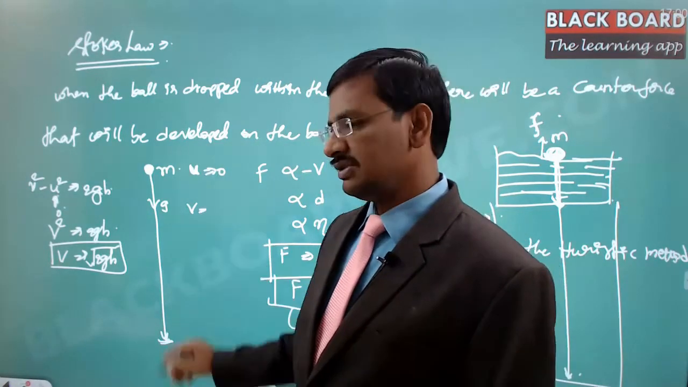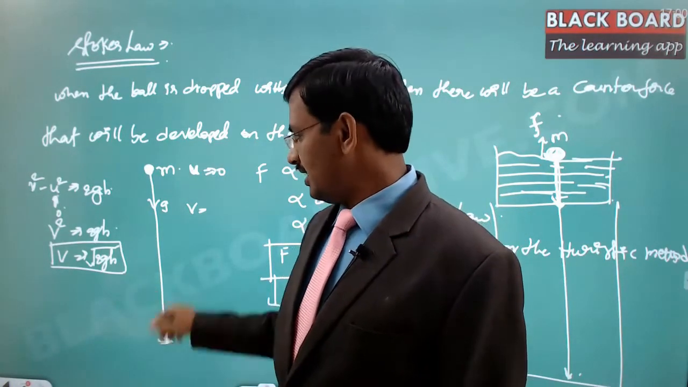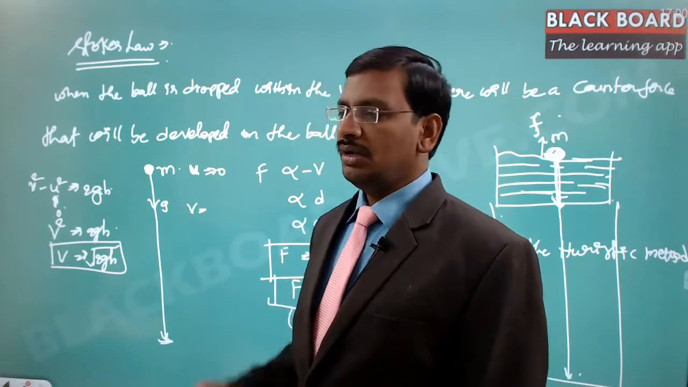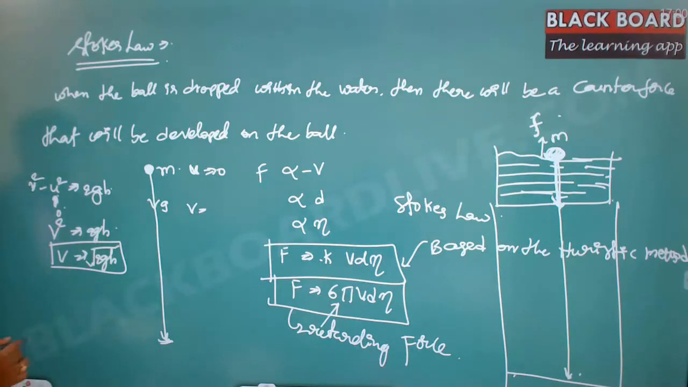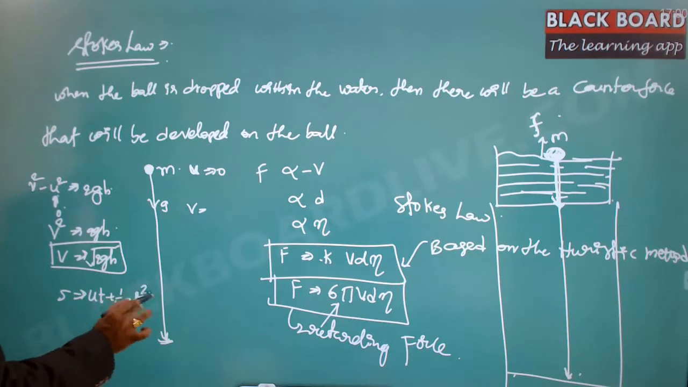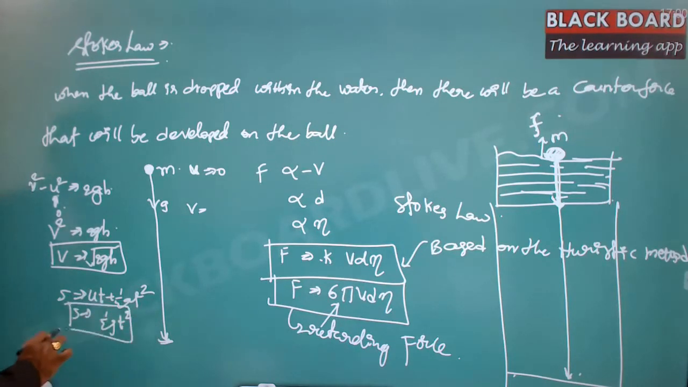On the earth's surface actually it is coming. Obviously, as the height is more, the velocity is going to be more. You can prove this the other way also. So that is the displacement that it is going to travel. So this is ut plus half at square. Here u is 0, so it is half g t square. So this is the displacement that it is going to travel.